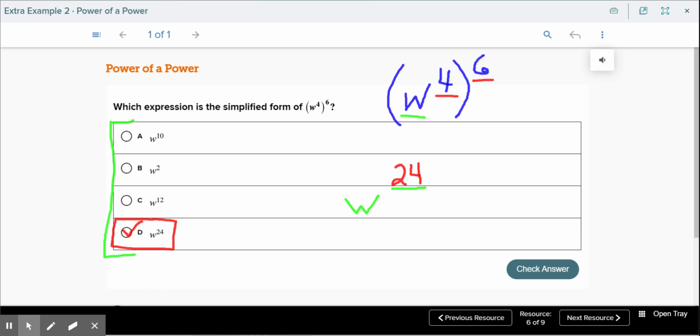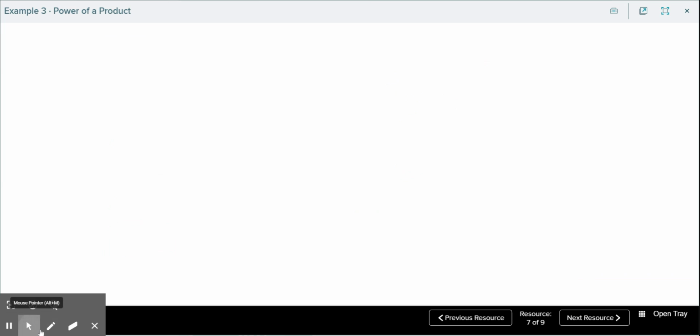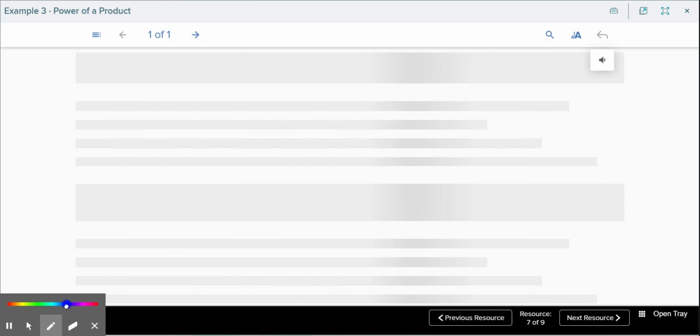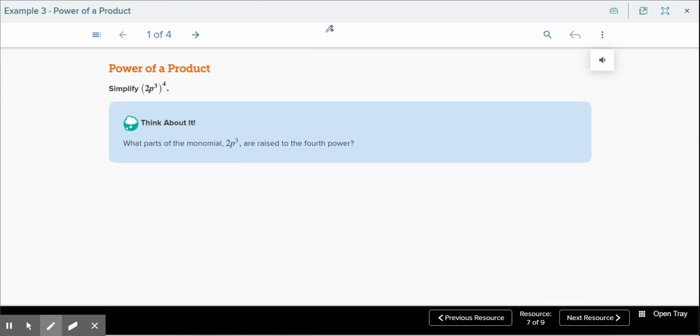All right, so these next two examples that we're going to look at add in one more piece, and this is something that was similar to what we saw when we were multiplying monomials: we now have a coefficient. And to go back to some vocab here again, a coefficient is that number that's attached to our variable. So when we have a problem that's set up like this, we have 2p to the third, and then that whole value is going to the fourth power.